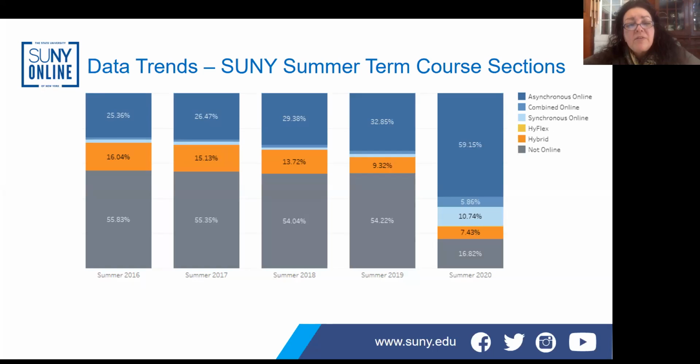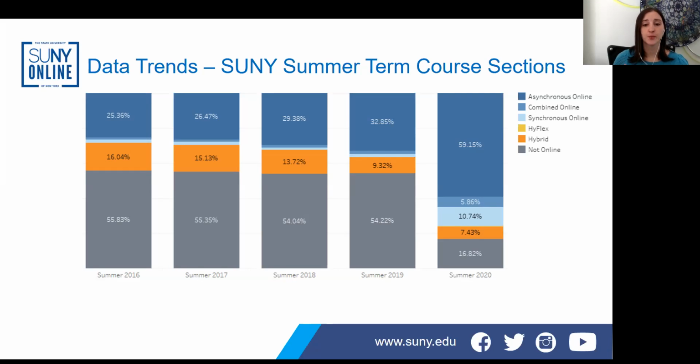No, I'm surprised that it's that high. I would have thought that the combined would have been higher. Combination of synchronous and asynchronous. Everything that I'm hearing from remote faculty and students is that they are doing some version of that combined. So that 59% to me is incredibly surprising.